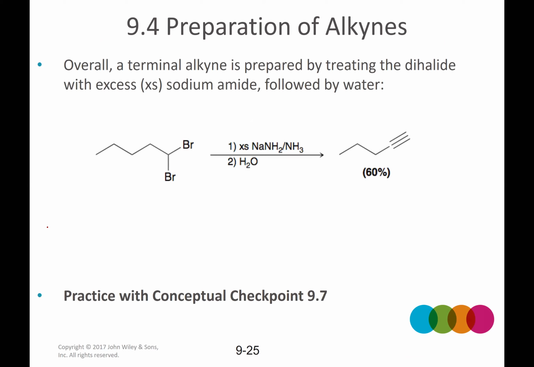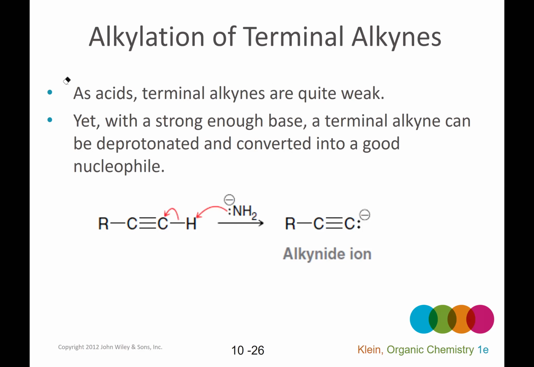So, I left out the bromination step, right? We start with the dibromide, excess sodium amide. This NH3 is the solvent that the amide is in. That forms a triple bond, and then you add the water, okay? That's how it's done. You can do it. Okay, so we'll come back to using that in a synthesis later in the period.